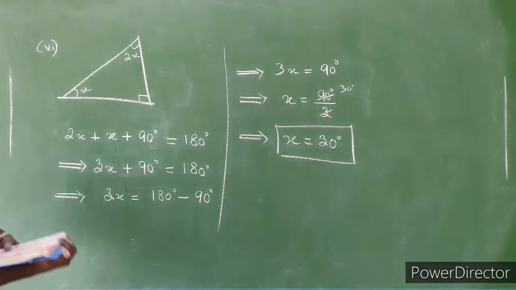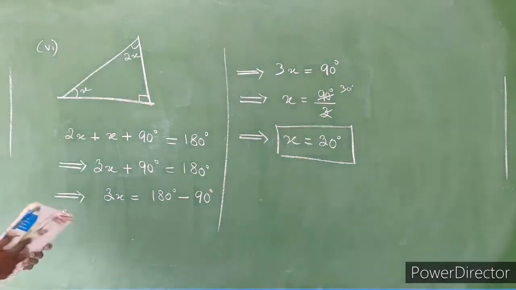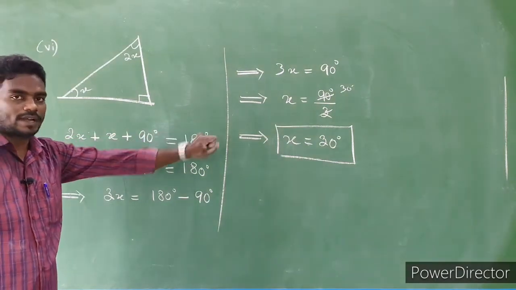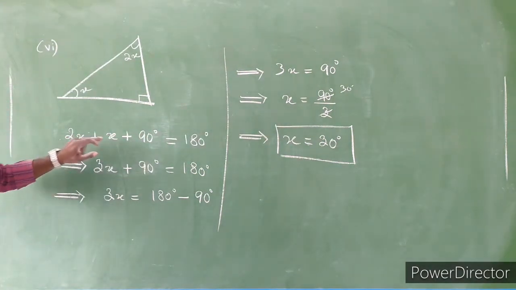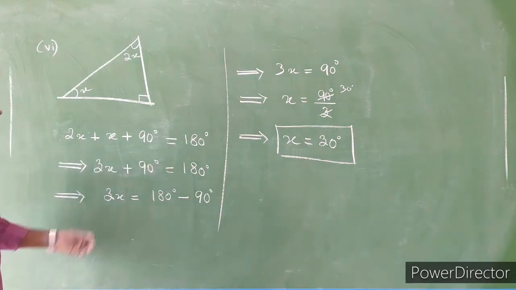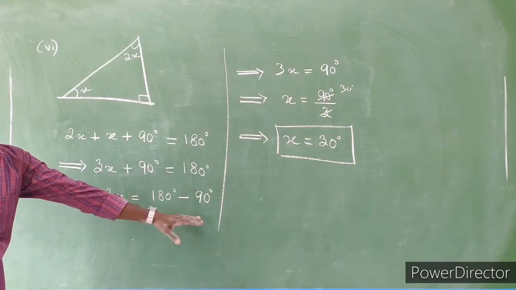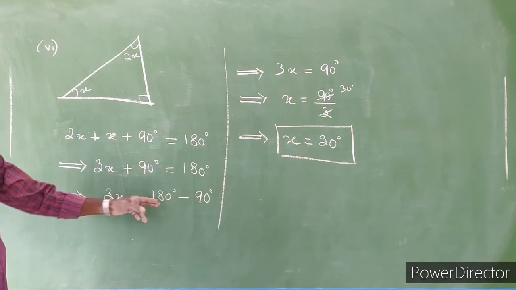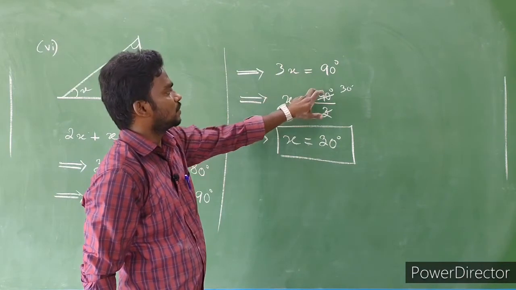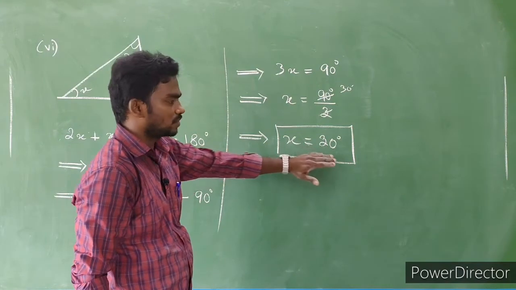So how to find this? Angles x, 2x and 90 degrees are given. Using the angle sum property of a triangle, the sum of three interior angles of a triangle is equal to 180 degrees. This implies 2x plus x is 3x, plus 90 is equal to 180. Next, we keep 3x on the left side and 90 is transposed to minus 90 on the right side. So 3x is equal to 180 minus 90, which is 90. So x is equal to 90 divided by 3, which is 30 degrees. So the value of x is equal to 30 degrees.